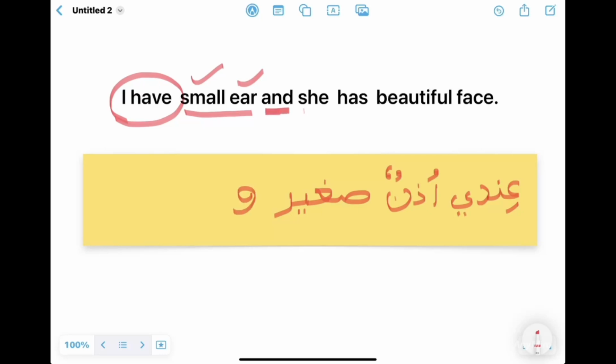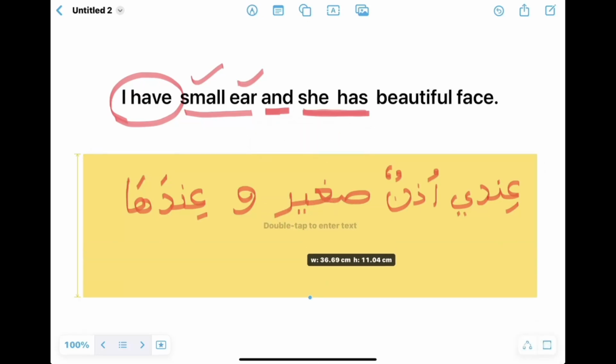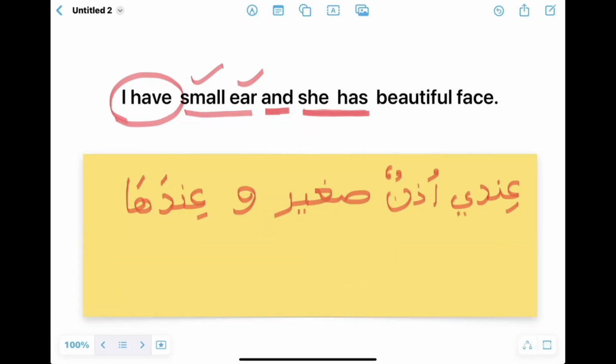Next, she has. How to say she has? We learned how to say she has, right? What is that? Indaha. Come on, right? In. Ain. N. In the. Ha. Alif. Fatha. Indaha. Very good. Indaha. Next, beautiful face. First translate the face.